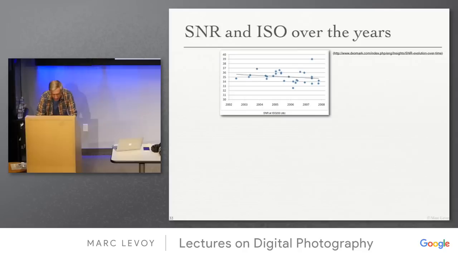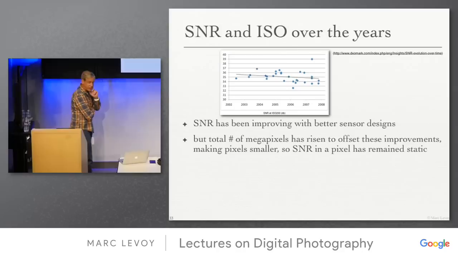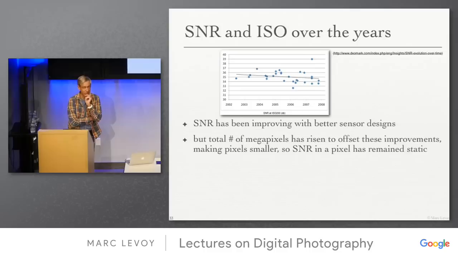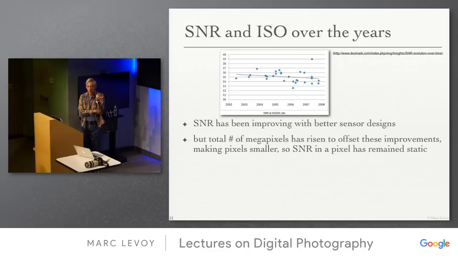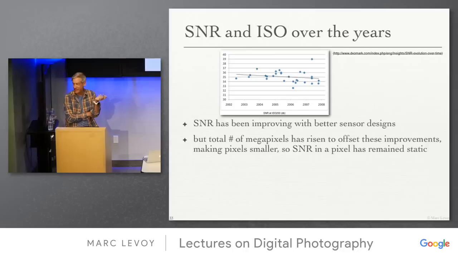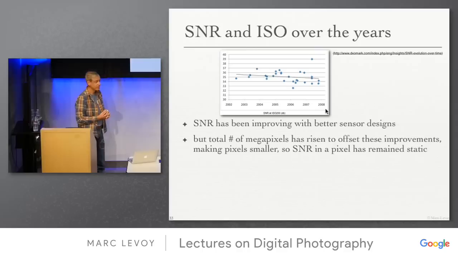So let's see what's been happening with ISO over the years. Signal-to-noise ratio has been improving with better pixel designs, better processes on making sensors, but the number of megapixels has been rising too. And so people are making pixels smaller. And the smaller you make your pixels, the worse your photon shot noise, and so the two have been more or less canceling each other out. In fact, they've been worse than canceling each other out. And so SNR has been slowly dropping over the years. This graph is kind of old. It stops at 2008, but the trend has continued, I believe.